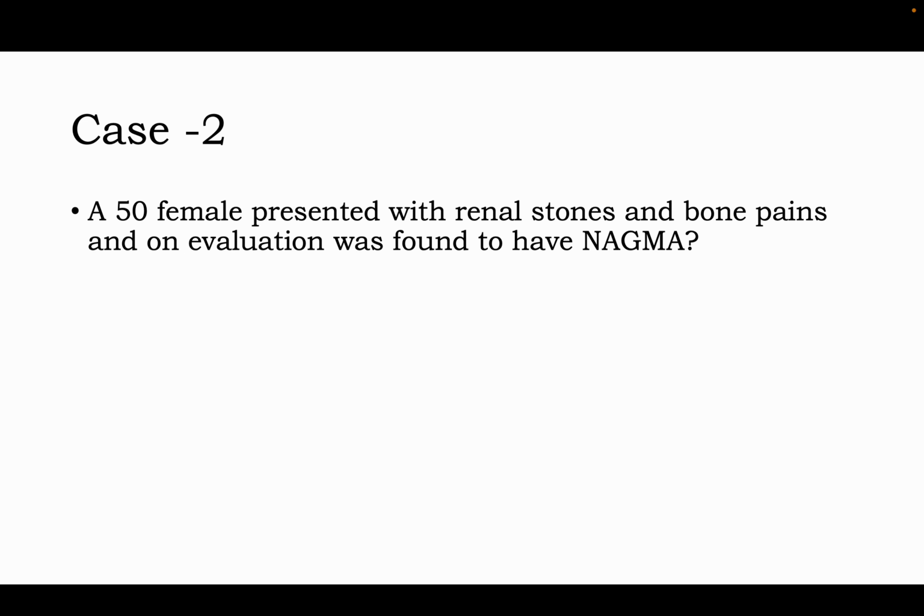So case 2. A 50-year-old female presented with renal stones and bone pains and on evaluation was found to have NAGMA. So this is a 50-year-old, elderly female. She has renal stones and bone pains and on evaluation was found to have NAGMA. So anyway, any patient that has normal anion gap metabolic acidosis, you find they have a urine anion gap which is positive, suggestive of renal loss.